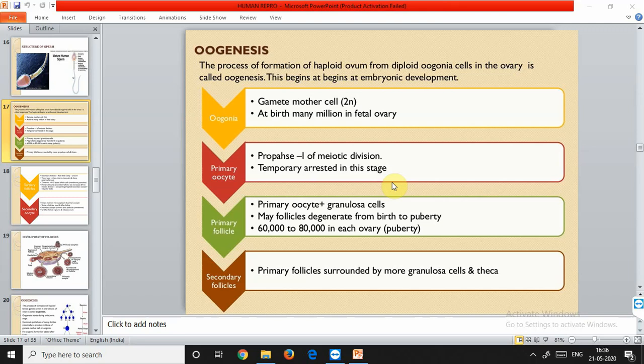As a result of this division, one large ovum is formed containing the entire amount of cytoplasm and n number of chromosomes, and a second polar body is produced. This is the same as the first polar body. Simultaneously, the first polar body may divide into two polar bodies or may not divide at all. So it is not important that the first polar body has to divide. Thus only one functional ovum is produced, and the two or three polar bodies soon degenerate.